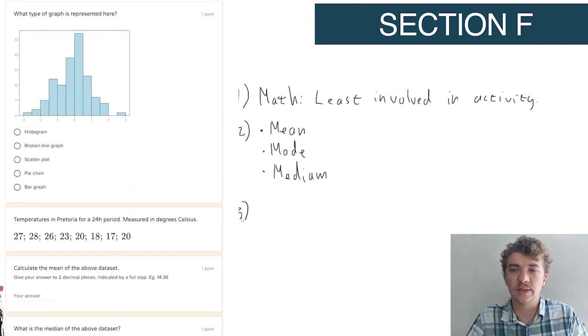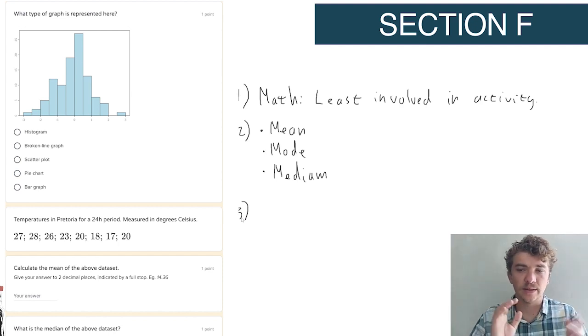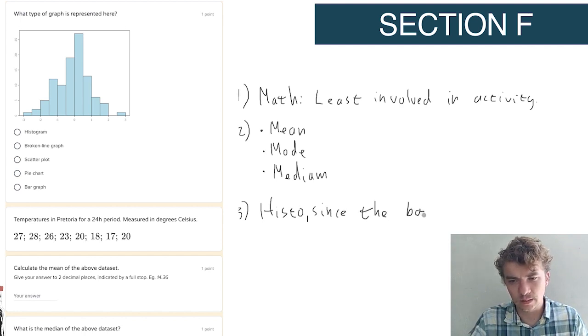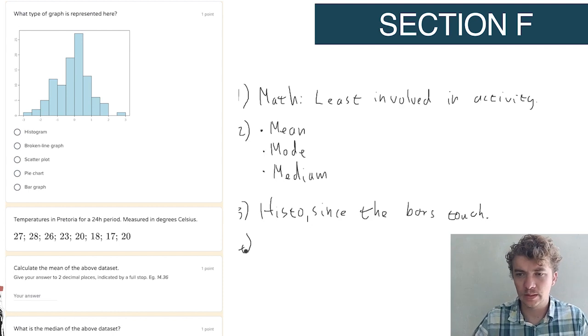What type of graph is represented here? Histogram, bar graph, broken line graph, scatter plot, or pie chart? Now it has to be a histogram because it's got bars, so it's not a line graph or a scatter plot or a pie chart. And the histogram differs from the bar graph in that the different bars are next to each other and touch each other. So it's a histogram since the bars touch one another. Okay, next question.